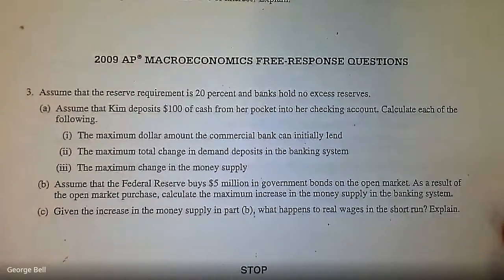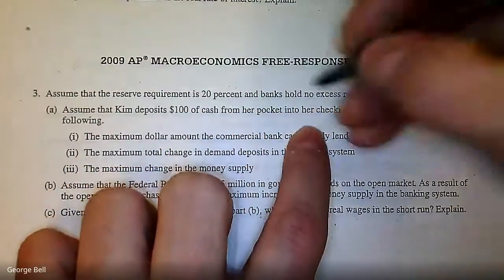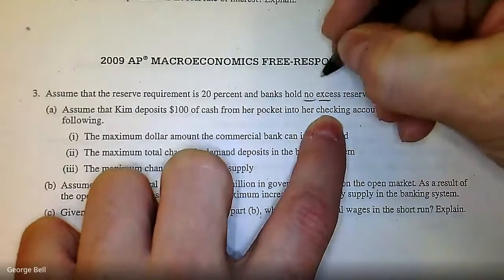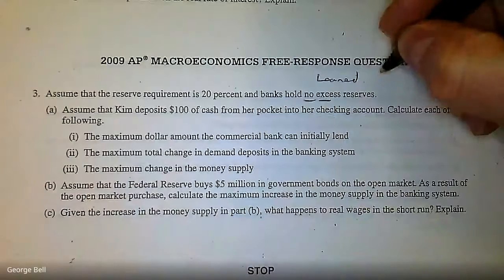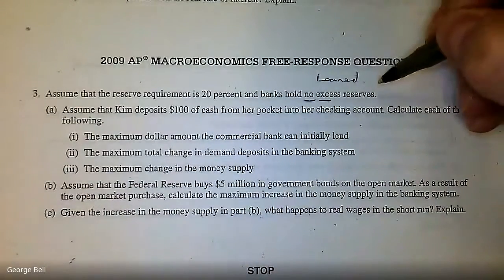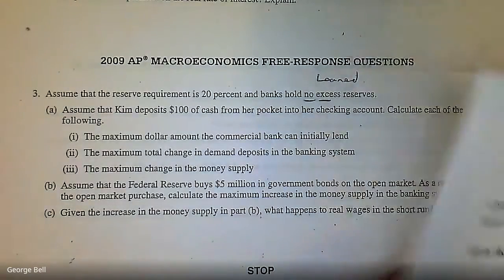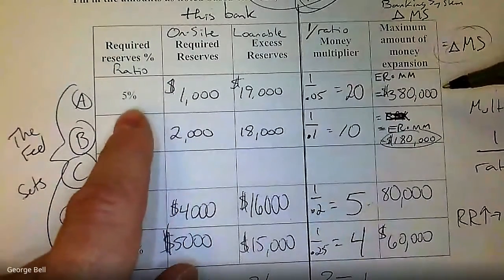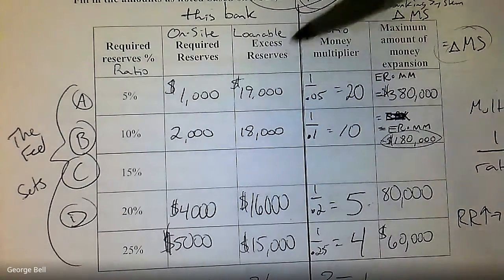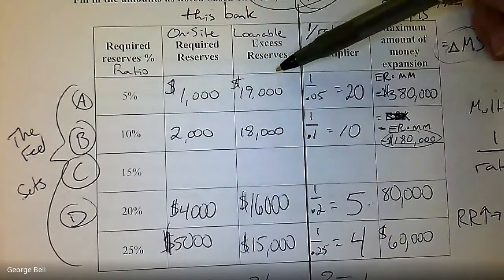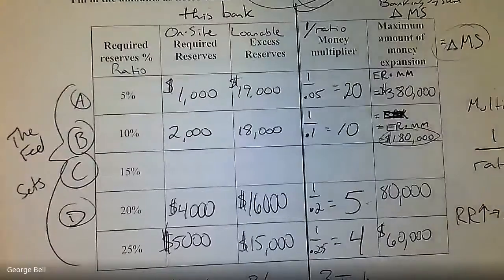The FRQ from 2009 says to assume the reserve requirement is 20% and banks hold no excess reserves. No excess reserves means that the bank is what we call loaned out. That's a good thing. That's what banks want to be. This is an indicator that we need to hear when we get a problem like this, because in order for the multiplier math to be true, the bank has to lend all of the excess reserves. If all the excess reserves get lent, then we can multiply and it will give us the full appropriate answer.